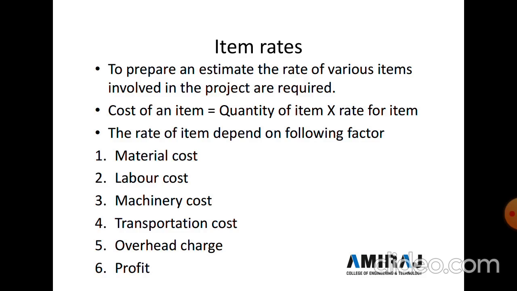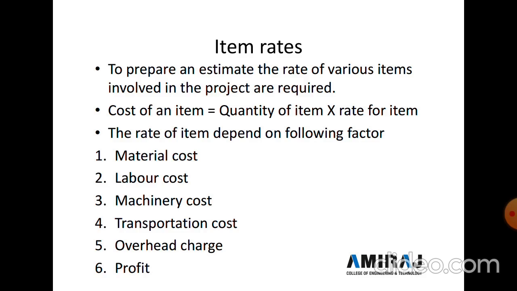And overhead charge. What is overhead charge? It is extra cost added to any item, and it is called overhead charge. And profit: at last, profit is the contractor's profit. Next is types of estimate. Here there are 7 main types of estimate.